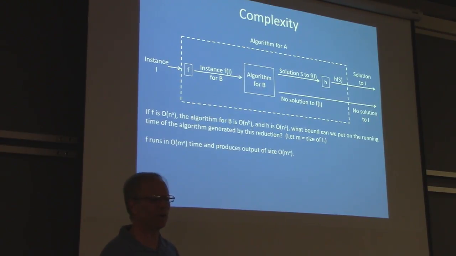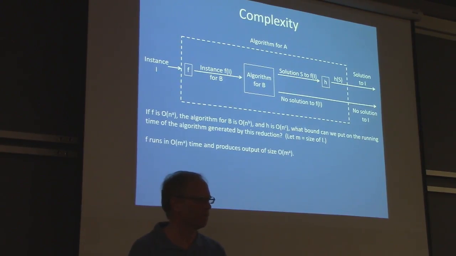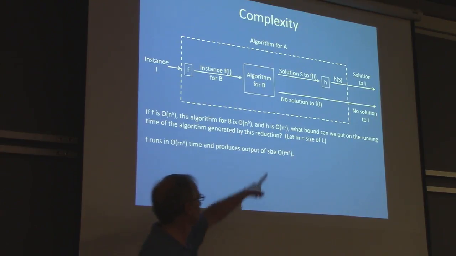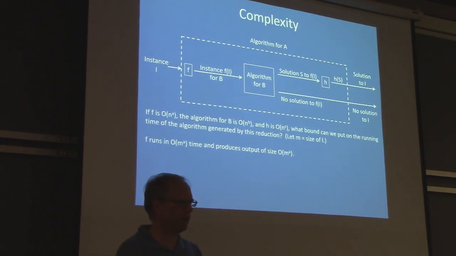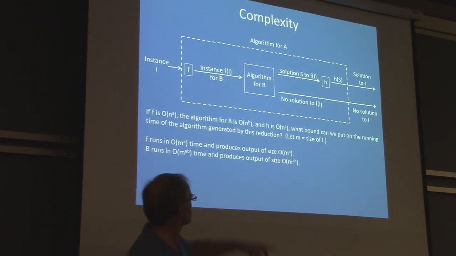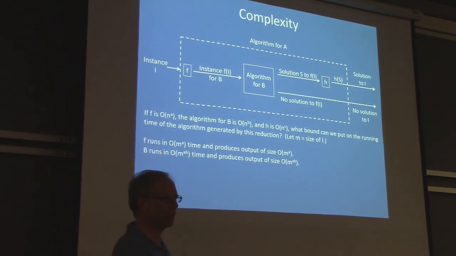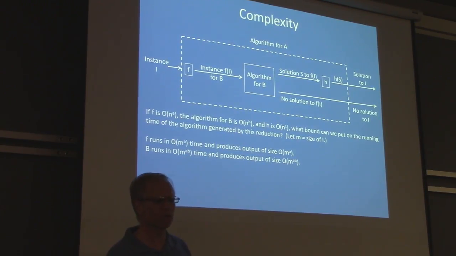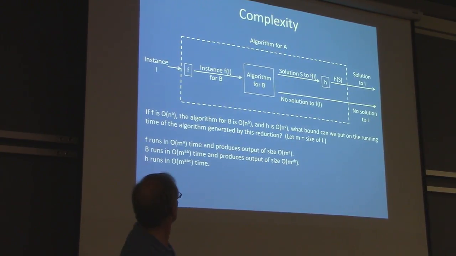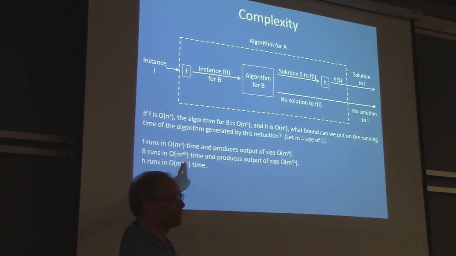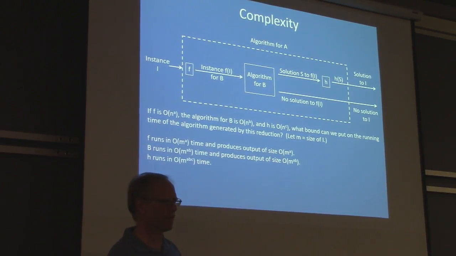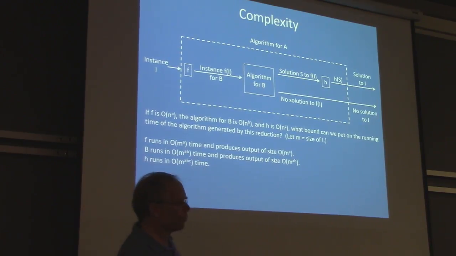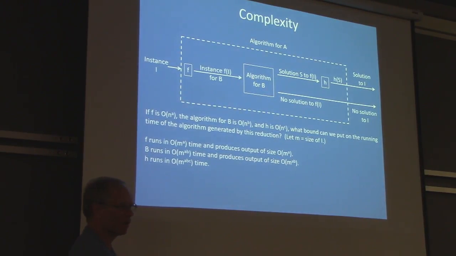So now what can we say about the algorithm for b? How long is it going to take? What's the biggest its input could be? O of m to the a. And how long is it going to take? To the b. So b will run in O of m to the ab time and produce output of size O of m to the ab. And then what about h? At worst, it's going to be O of m to the abc time. We don't care about the size of its output.